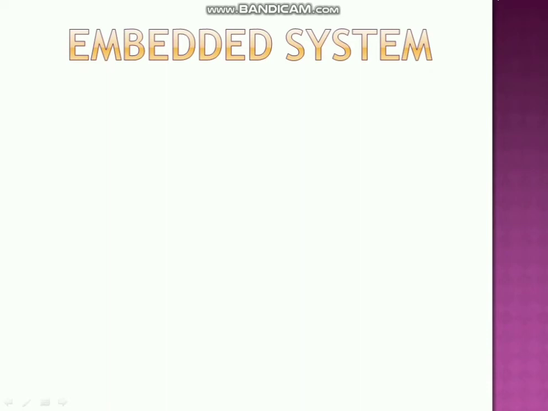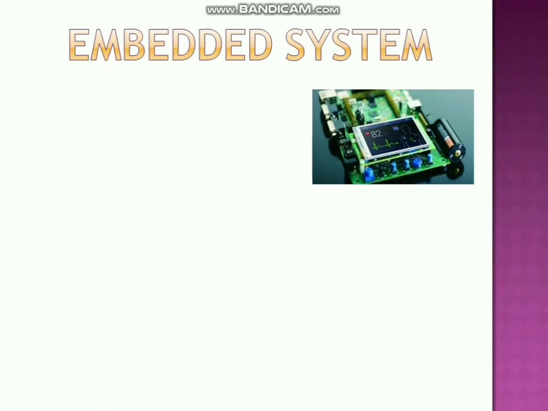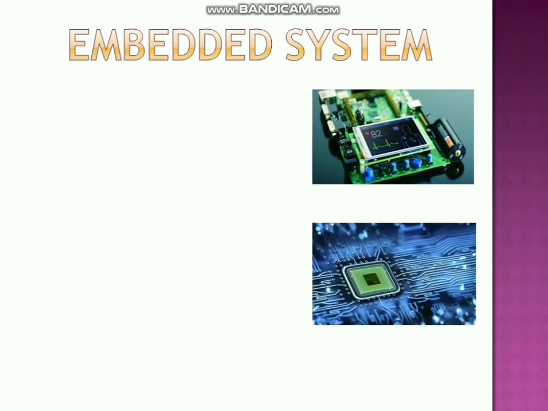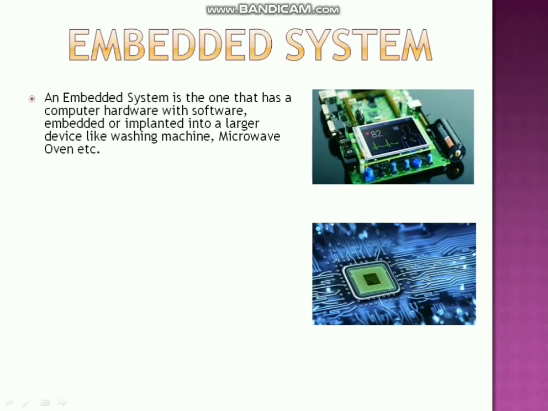Before explaining what an embedded system is, you can see the pictures. How does it look? You can see that. So this is a picture of an embedded system. This will have a chip. We'll insert this into bigger systems like a microwave oven, washing machine, etc.